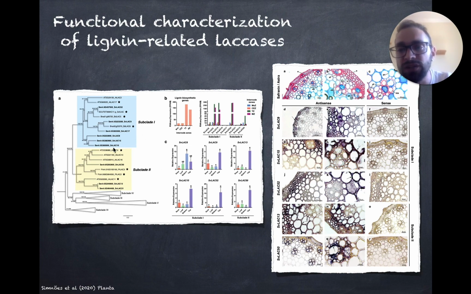Some of them cluster within these two subclades of known laccases that perform a function in lignin polymerization in other species such as Arabidopsis and Brachypodium. Most of those laccases of Setaria viridis show an expression pattern expected for a lignin-related gene, with expression very high in lignifying tissues, and we confirmed with in situ hybridization experiments that these genes are expressed in cell types that deposit high amounts of lignin. So now we are silencing these genes. We are still producing the transgenic lines, and in the future we will characterize those lines to confirm that they have a lignin-related phenotype.